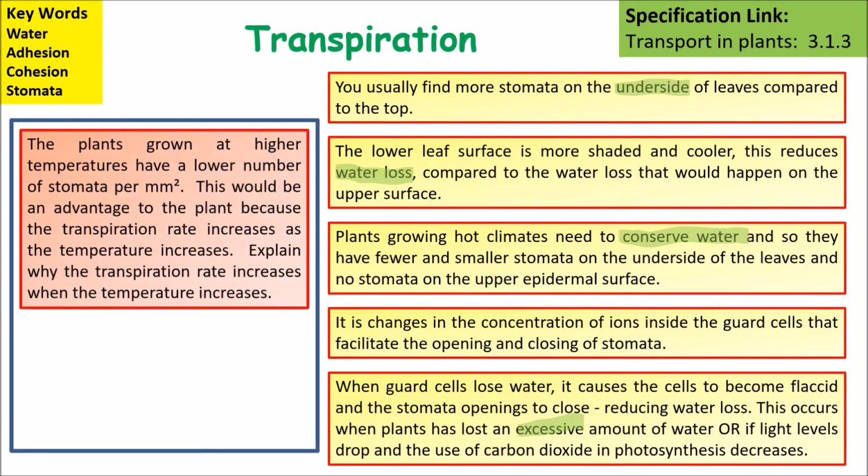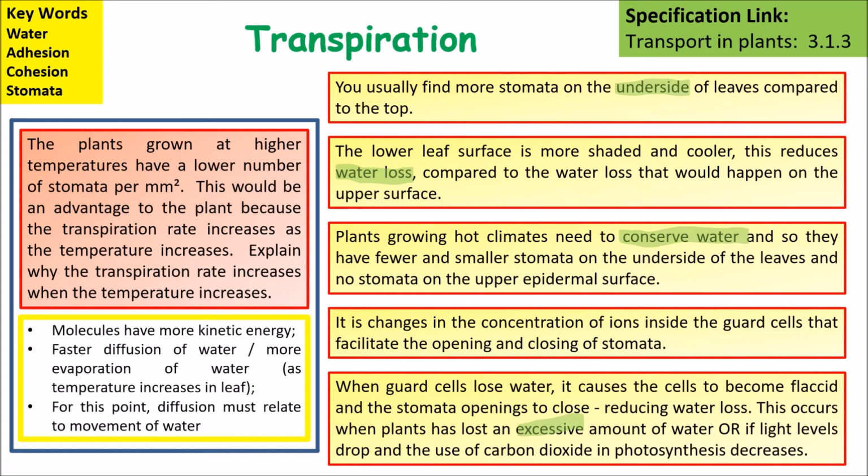So plants that grow at higher temperatures have a much lower number of stomata per millimetre squared. This would be an advantage to the plant because the transpiration rate increases as temperature increases. So explain why the transpiration rate increases when temperature increases. Some easy things to talk about are the molecules having more kinetic energy, so they will diffuse faster or evaporate faster. So if you are talking about diffusion, it's important to talk about the movement of water.